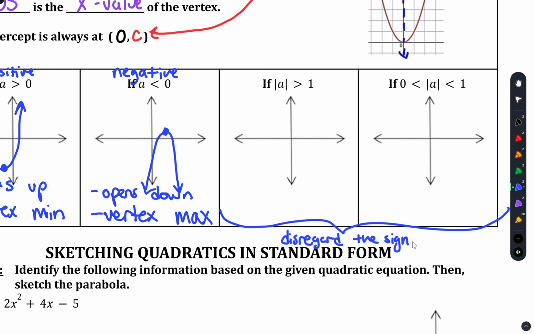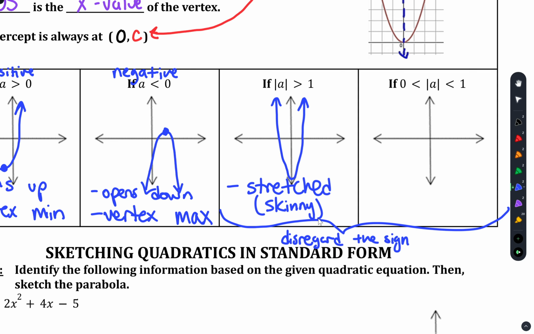If the A value is greater than 1, so that's like if A is 2, -3, 4.5. If it's bigger than 1, then my graph gets really tall and skinny. This is called stretched. So really tall and skinny if that A value is greater than 1. I don't care if it's positive or negative. It's got to be greater than 1.